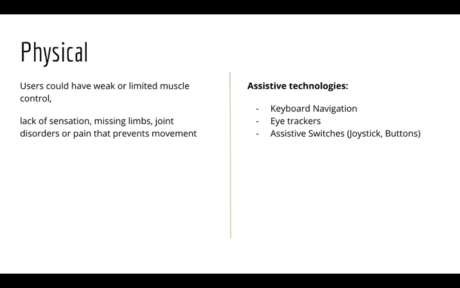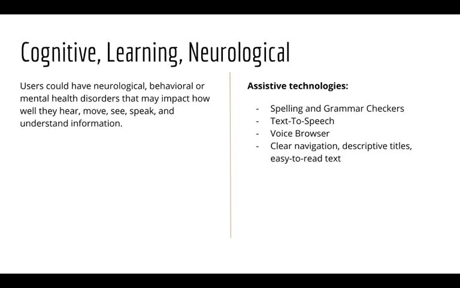Physical users could have weak or limited muscle control, lack of sensations, missing limbs. We saw that very extreme video that Apple had, that woman editing a video in a wheelchair. There's all kinds of technology available. Eye trackers are something that is just kind of amazing to me. In keyboard navigation, assistive switches. I think you noticed that woman was like hitting something on her chair. So it can all help.